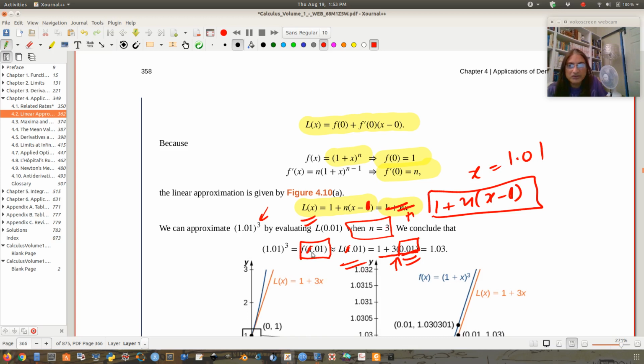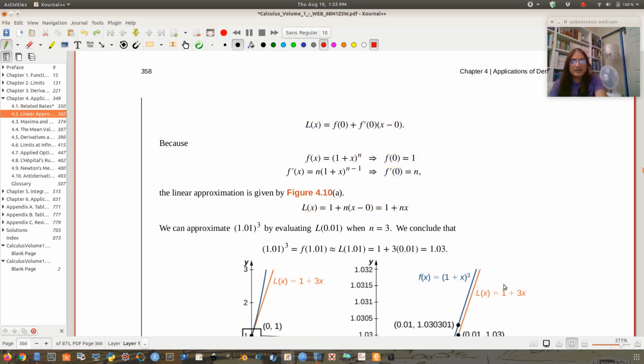So now you can say L of 1.01, you plug in 1.01 here, and we get 1 plus n times 0.01, and n is 3 here. Okay, so please be careful about this typo in the book. The only mistake is this should be 1, and that of course changes the formula. Then this is correct, and this is correct.